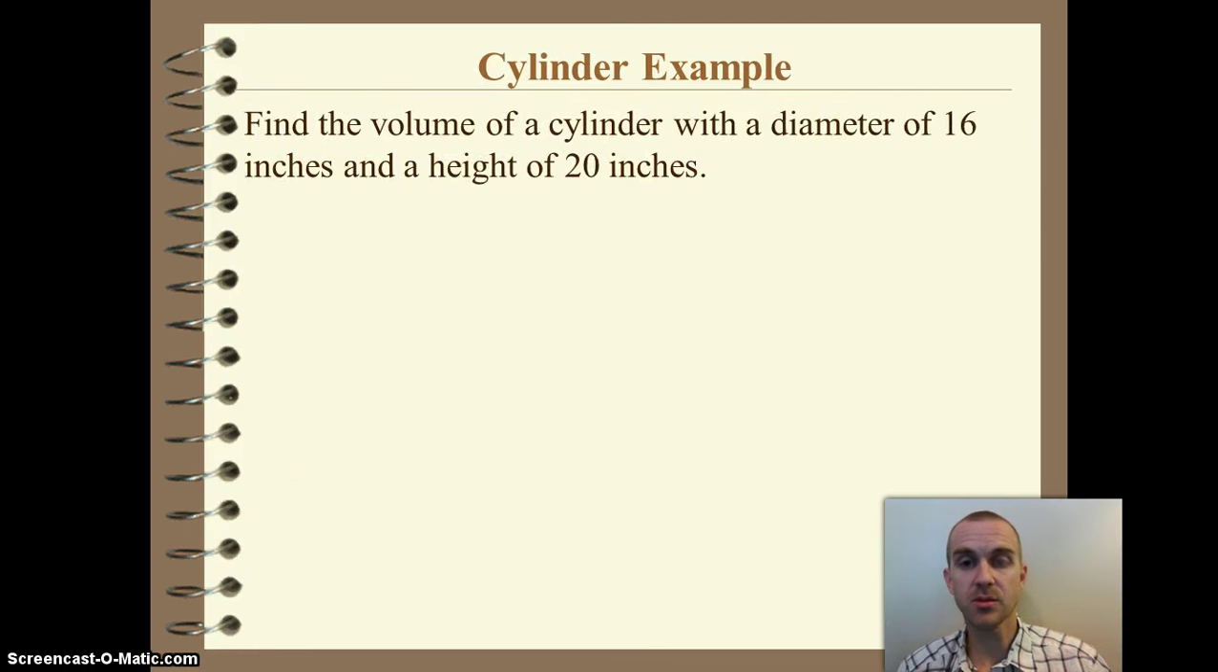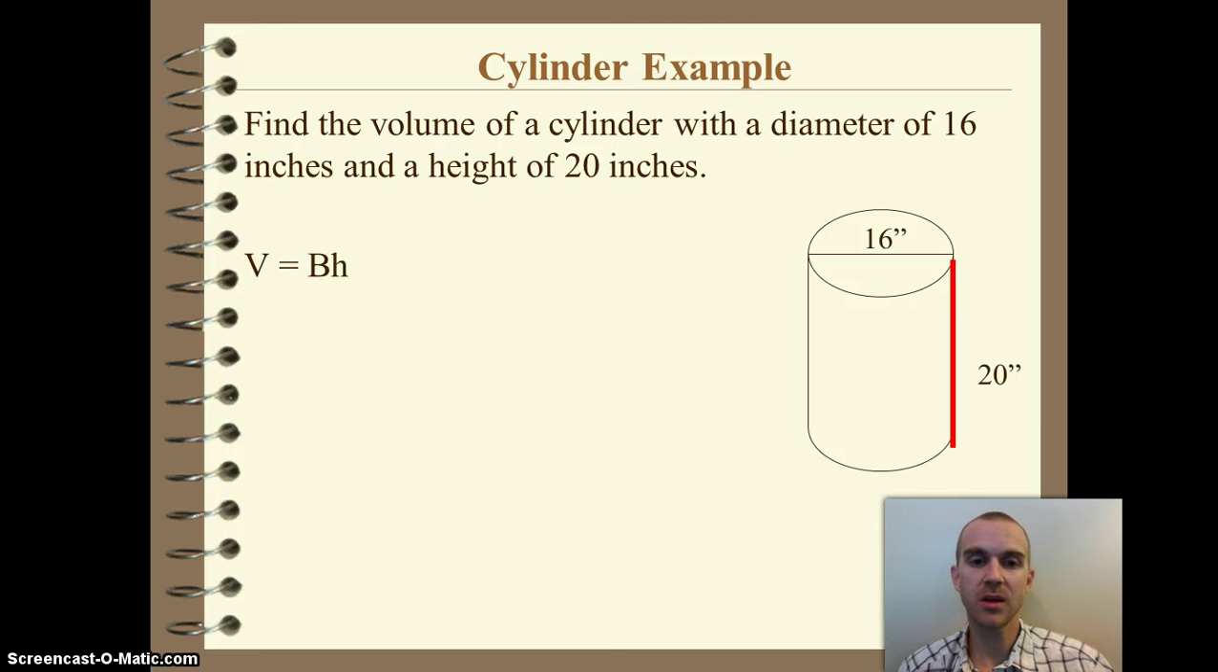So let's look at a few examples. A cylinder that has a diameter of 16 inches and a height of 20 inches, and we want to know what is its volume. So first thing I do is I draw out the actual picture. I have a diameter of 16 and a height of 20. Now if I think about the formula, it says it's the area of the base times the height. Well, we know that the area of the base is a circle, so we're looking at pi times the radius squared. Since our problem gives us the diameter, we have to remember that the diameter is 16, so the radius is half, or 8 inches.